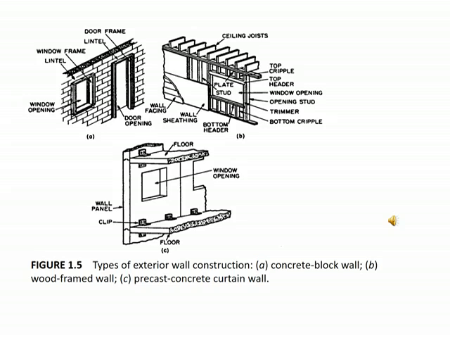The exterior wall encloses a building below the roof. The basic element in the wall is a strong, durable, weather-resistant facing for added strength or lateral stability. So this is the basic element of the wall.